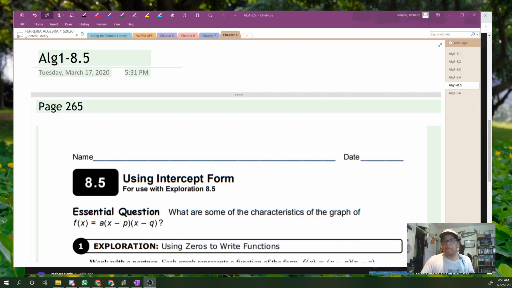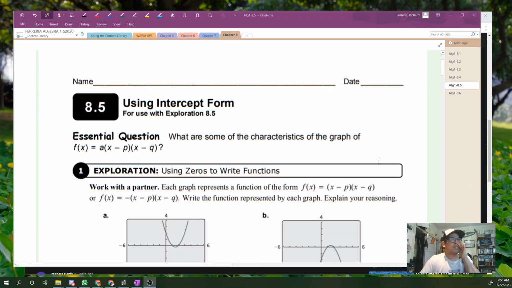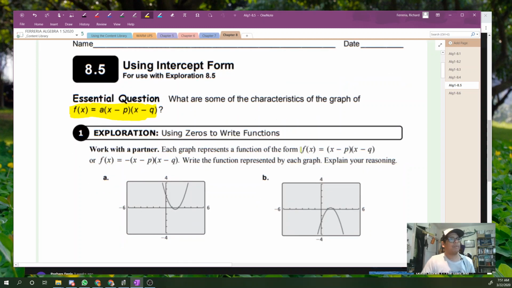All right, using intercept form. So characteristics of this form right here, which you should highlight, that's a times (x plus p) times (x minus q). We're calling that intercept form. I usually just call that factored form, but okay, intercept form works for me. Here it is again, x minus p, x minus q.